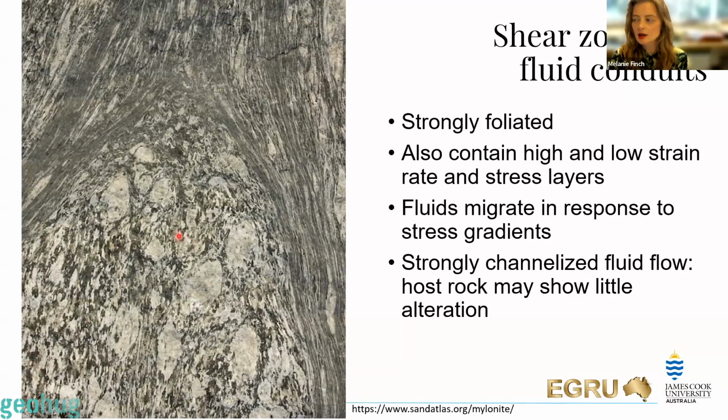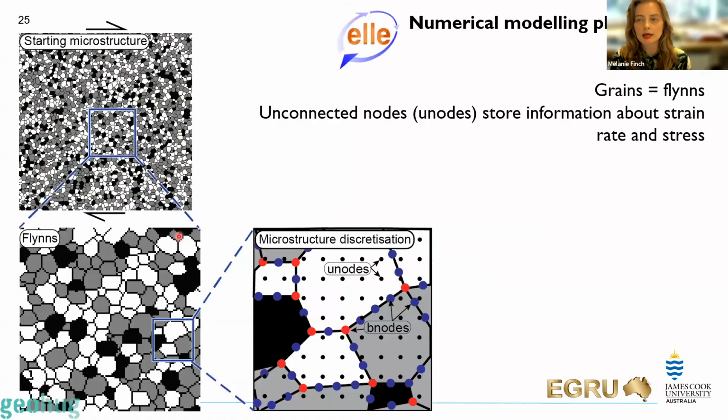And so I started doing this numerical modeling technique, which can tell us exactly how, in a mechanical way, these shear zones evolve. So the platform is called L, and in L you start off with a microstructure. You can draw any microstructure that you like. I like this one because it looks a bit like an igneous rock.